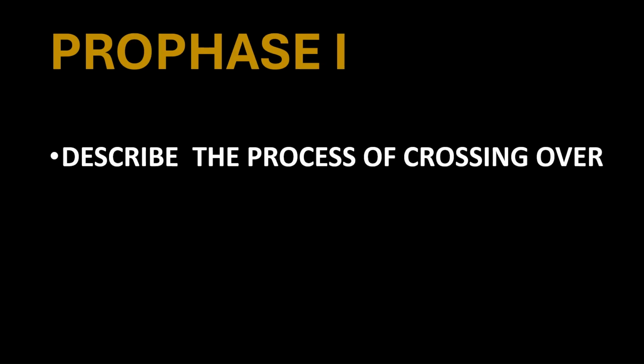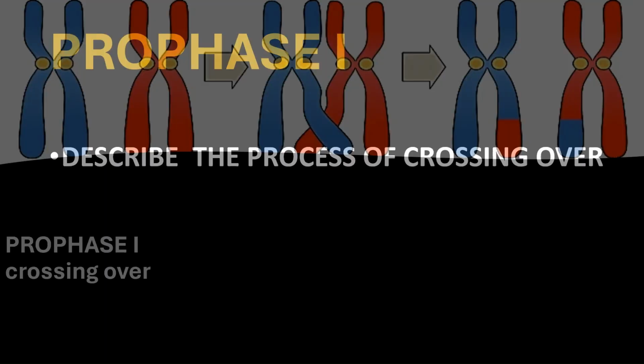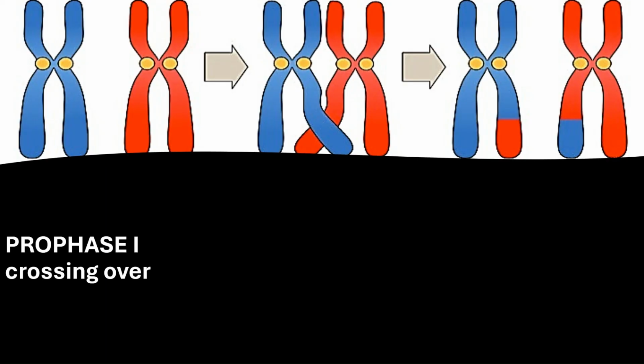So under Prophase I, we are supposed to be able to describe the process of crossing over because that's the most important event that occurs during Prophase I. So let's look at crossing over. Whenever you see a diagram like this, a display of chromosomes behaving this way, you have to know that you are actually looking at Prophase I, and what is happening is what we call crossing over of homologous chromosomes.